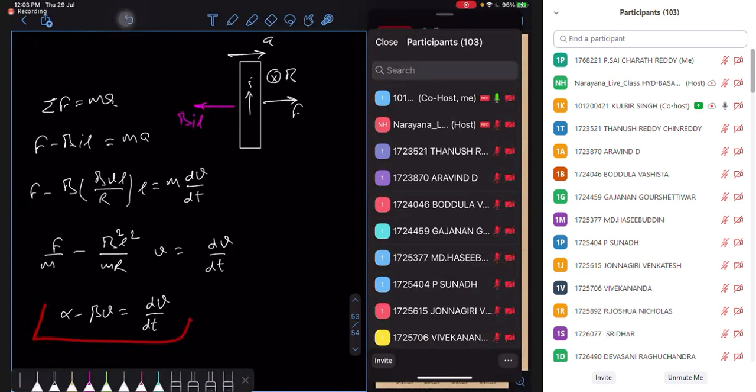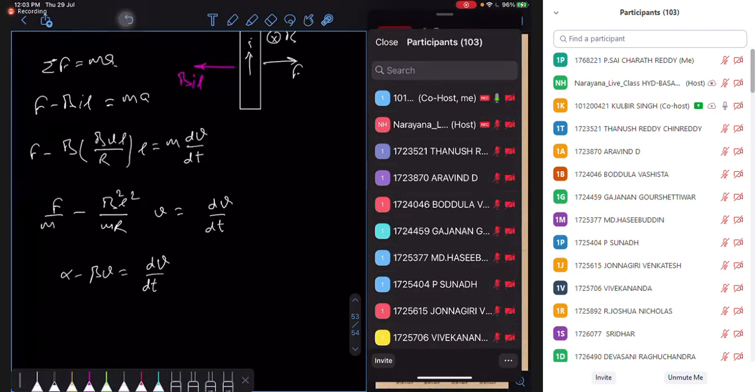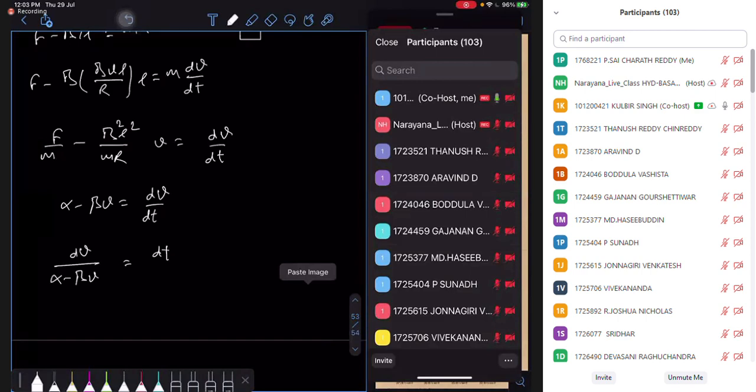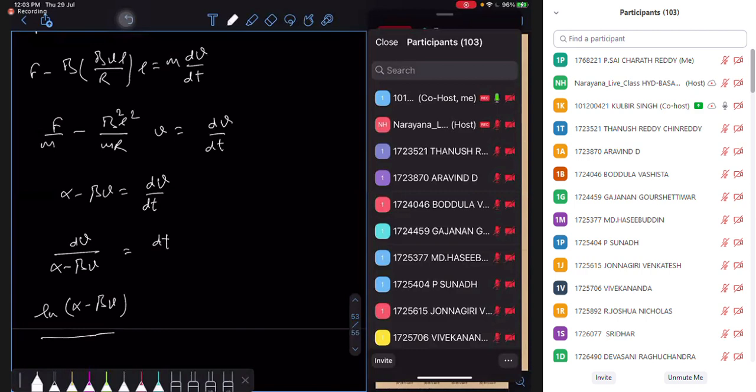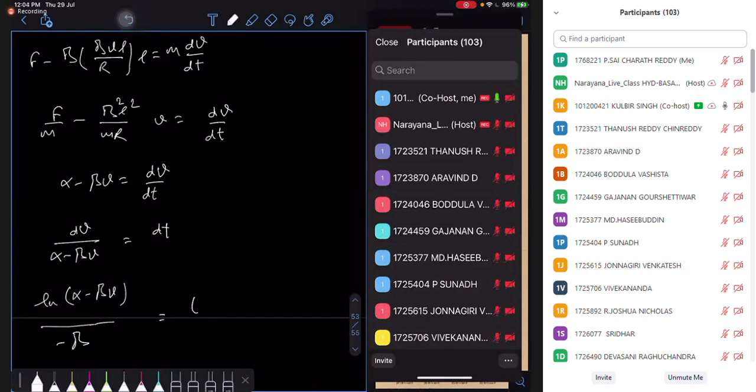This type of integration you have done a lot. Time we can separate on one side, velocity on the other side, and integration comes in the log form, right? I hope you can do this integration. So the integral is going to be 1 by log alpha minus beta V, in the denominator we have a minus beta, and this side is going to have a t.